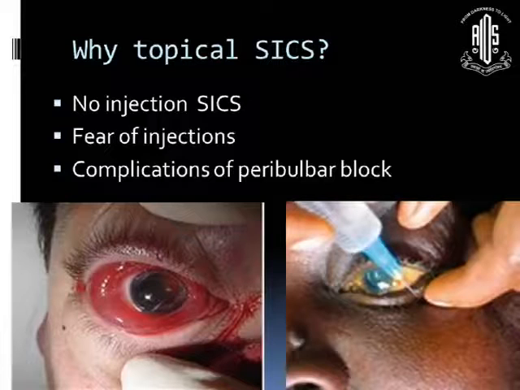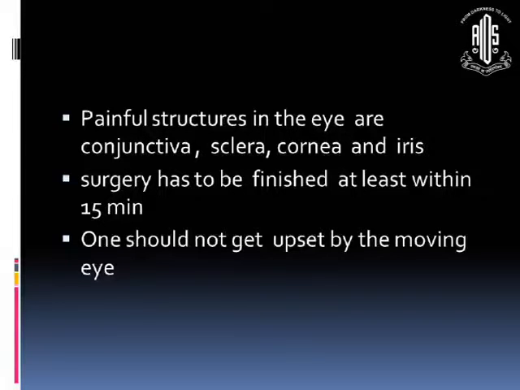All of us are scared of injections, and when you ask the patient, they are more scared of injection rather than the surgery itself. And we all know there are a lot of complications of peribulbar blocks, which range from sight-threatening to life-threatening problems. The painful structures in the eye are conjunctiva, sclera, cornea and iris, and touching and stretching of all these tissues can cause pain.